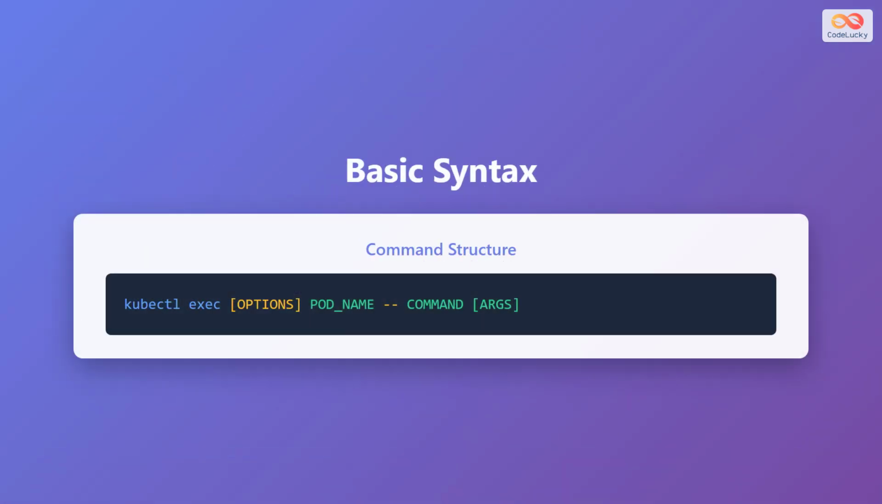The basic syntax follows this structure: kubectl exec, followed by options in square brackets, then the pod name, a double dash separator, and finally the command with its arguments. The double dash is important as it separates kubectl options from the command you want to run inside the container.